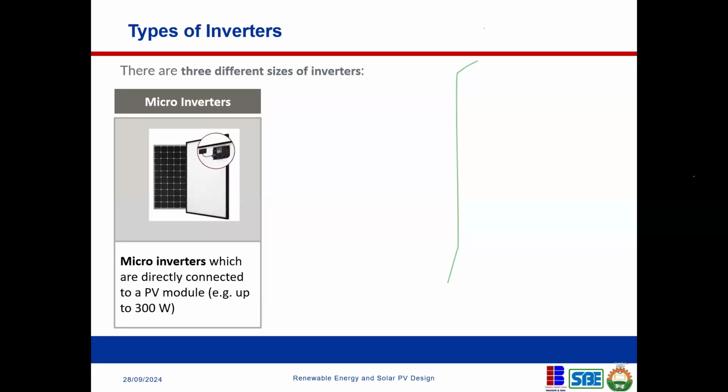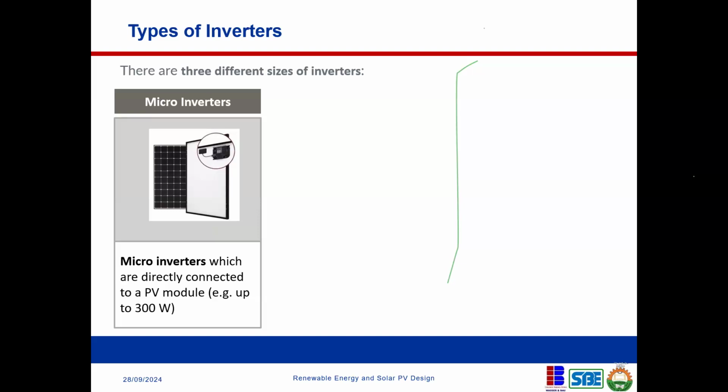Now, we have different kinds of inverters, depending on your design. And it's very important that we understand these kinds of inverters and at what level we can actually implement them. There's what we call a micro inverter. Now, remember that your PV modules produce direct current. You can actually attach a micro inverter to the individual PV module so that as it is producing direct current, it is also being converted into alternating current at the PV level.